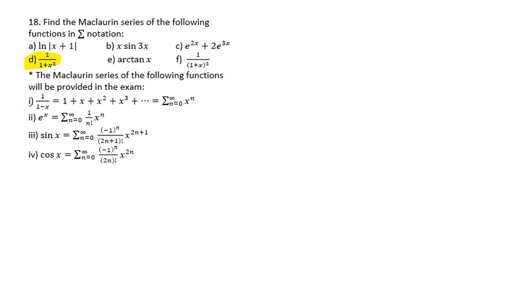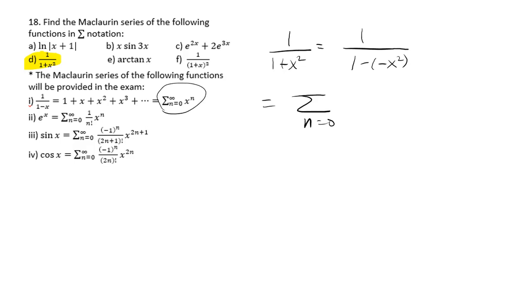D here, we just did, this is very similar to 1 over 1 minus x, so we should do 1 over 1 plus x squared equal to 1 over 1 minus negative x squared, which would be using this one here, except that instead of x, I'll be using negative x squared to the nth power. And then that would be negative 1 to the nth power x squared to the nth power, so that's x to the 2n.